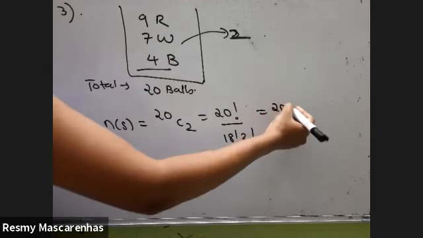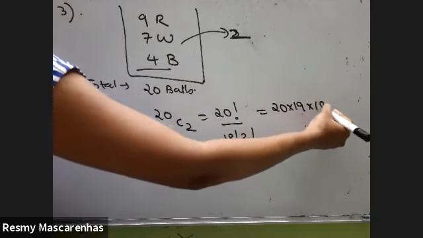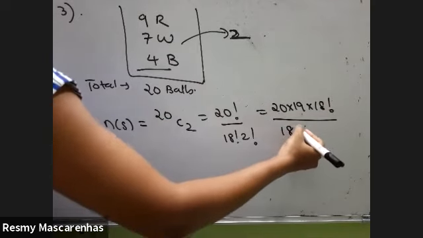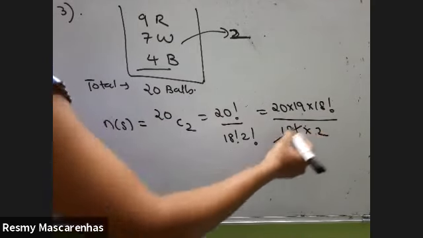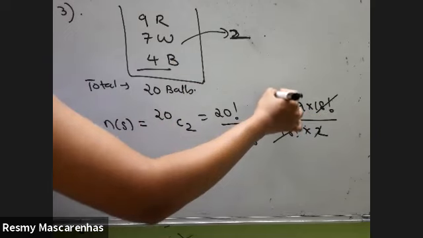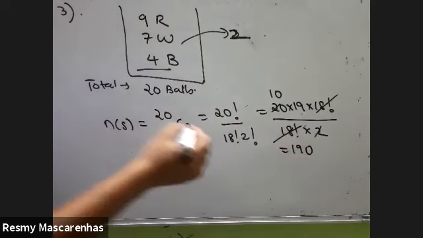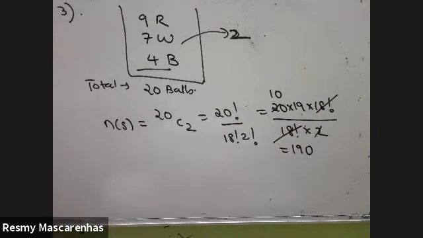20 into 19 into 18 factorial, 18 factorial into 2. So 190 will be your answer. That's the sample space.